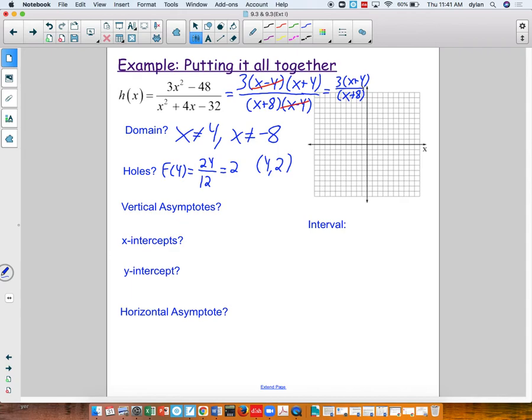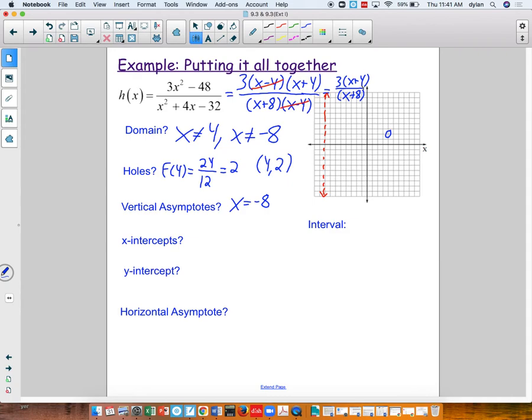And then our vertical asymptote would be the other denominator spot that didn't occur in our domain. So in other words, our vertical asymptote is going to exist at x equals negative 8. So I'm going to plot those two things first. So we've got a vertical asymptote at negative 8. And we also know that we're going to have a hole that exists at the point 4, 2. 1, 2, 3, 4.